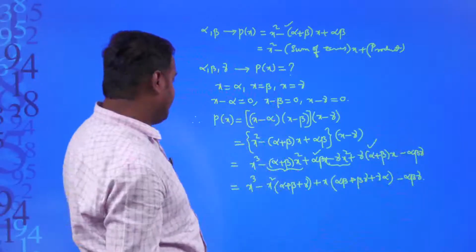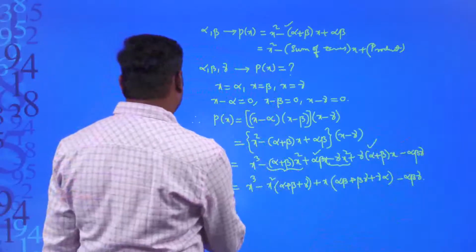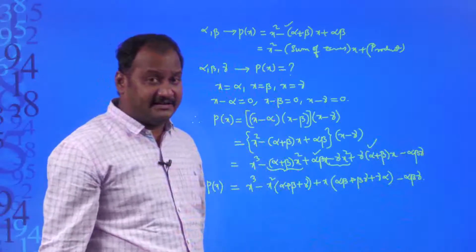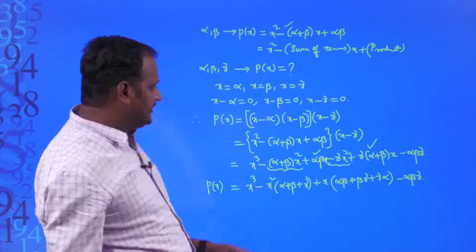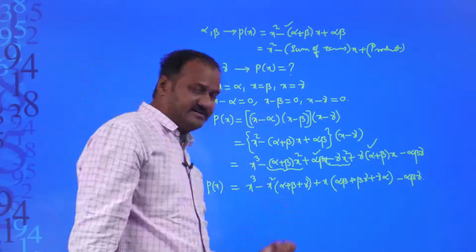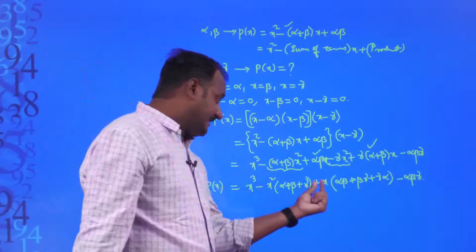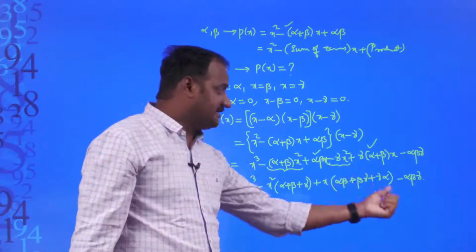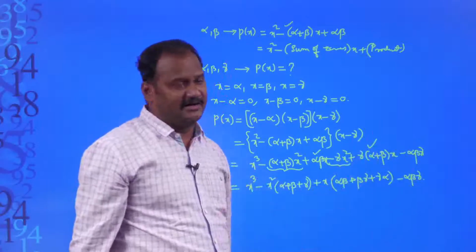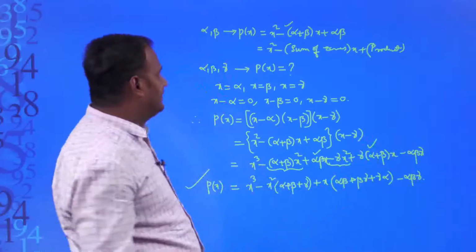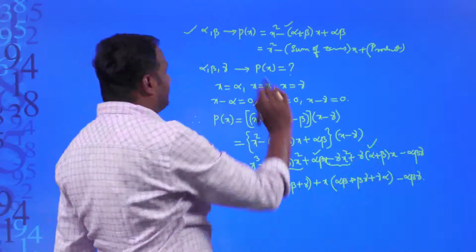This is a third degree polynomial whose zeros are alpha, beta and gamma. If you observe this, it is x cube minus x square into (alpha plus beta plus gamma) plus x into (alpha beta plus beta gamma plus gamma alpha) minus alpha into beta into gamma. Let us try to understand the terminology of this third degree polynomial with the help of the second degree polynomial.